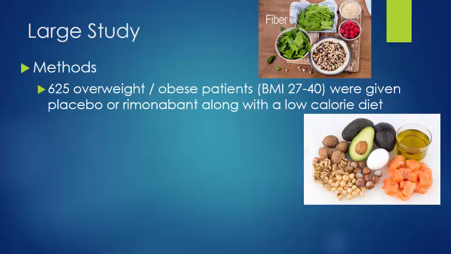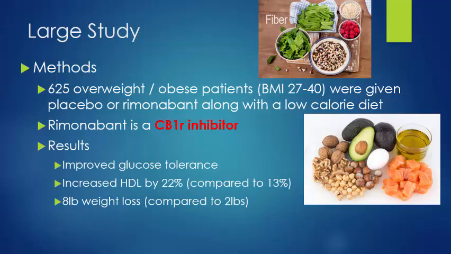So in this study, 625 overweight or obese patients, so here BMI of 27 to 40, were given either a placebo or a CB1 receptor blocker. In overweight humans, CB1 receptor blocking improved glucose tolerance, increased HDL by 10%, and subjects lost 8.5 pounds on average compared to the 2 pounds lost by the placebo group.